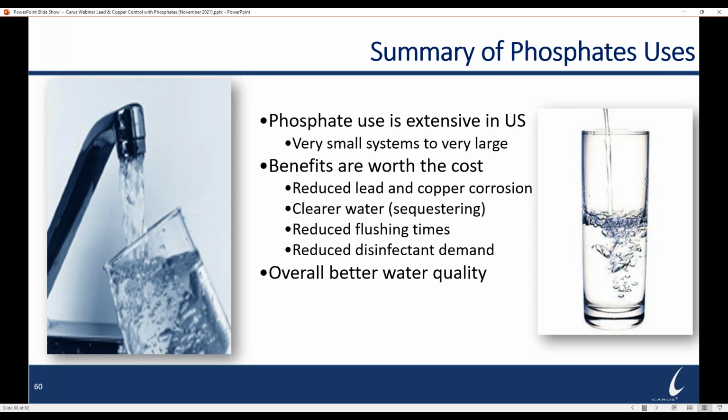It may be something as the system wants to reduce their flushing time so they don't have to flush fire hydrants for 30 minutes to clear the water off. You might also see a reduced disinfectant demand as you clean up some of that scale and tuberculation in the system. The idea with the phosphate product is you're doing a product and a dosage to get overall better water quality for your end use customer, so they're not calling you in the middle of the night or all the time to complain about their water not meeting their expectation.